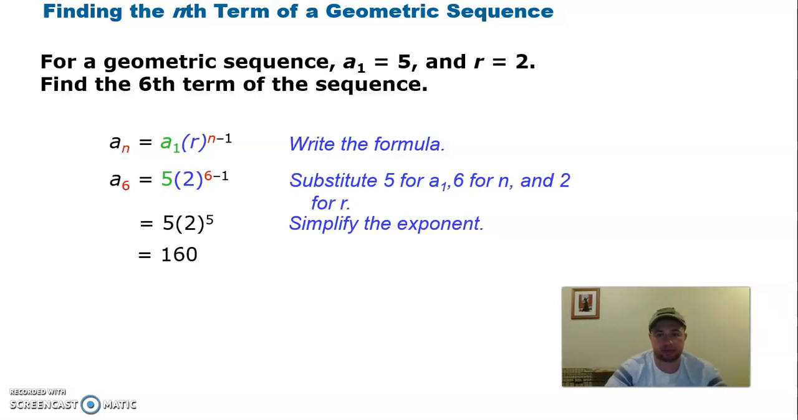So let's think about that out loud. I start with 5. I multiply that by 2. I get 10. I multiply that by 2. I get 20. I multiply that by 2. I get 40. I multiply that by 2. I get 80. I multiply that by 2 and I get 160. That is 6 terms, so 160 is our 6th number in the sequence.